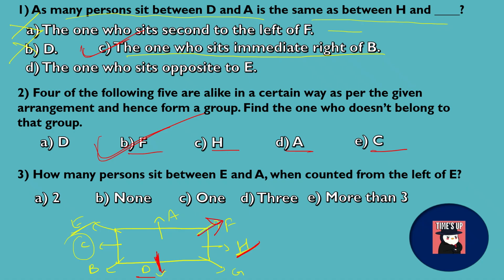Third question: how many persons sit between E and A when counted from the left of E?